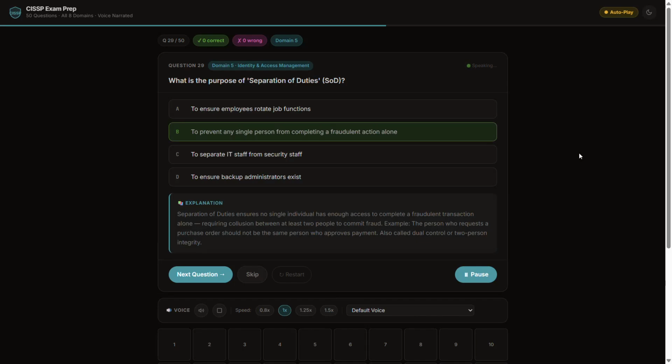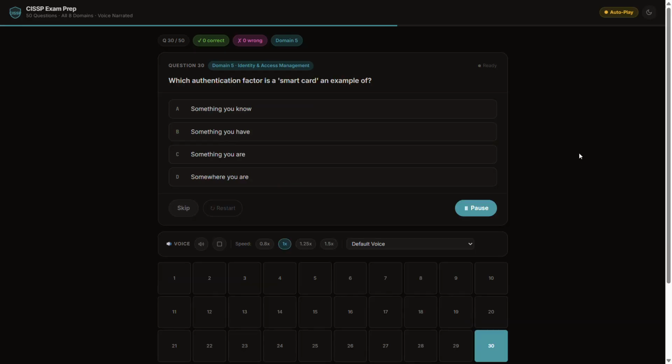Correct answer: B. Separation of duties ensures no single individual has enough access to complete a fraudulent transaction alone, requiring collusion between at least two people to commit fraud. Example: the person who requests a purchase order should not be the same person who approves payment. Also called dual control or two-person integrity.